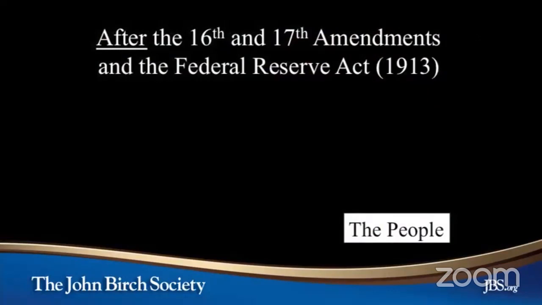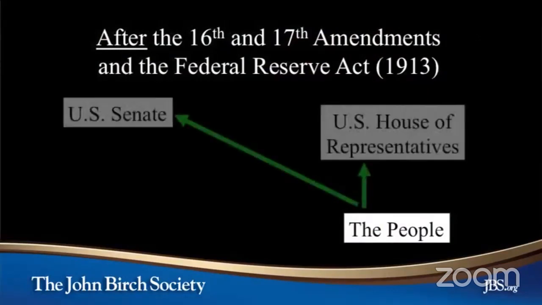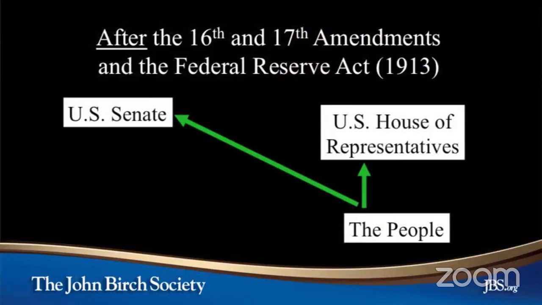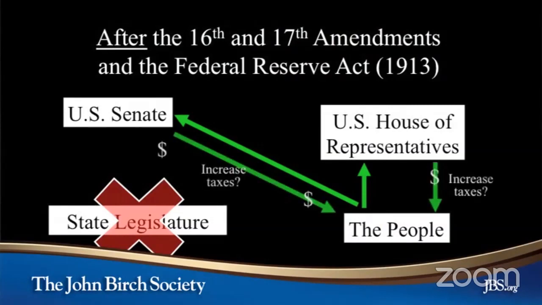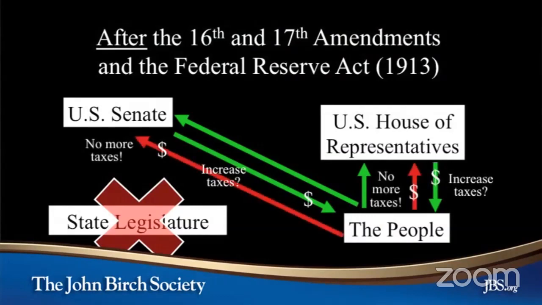Here's the way it works now. Now that we've passed the 16th and 17th Amendments, the federal government can tax the people directly. The people are electing both our U.S. House and U.S. Senate directly. And the taxes do come directly from us, and the state legislature is totally left out of the picture, aren't they? Now, the federal government asking the people, can we increase taxes to pay for this war? And the people say, no, we don't want any more taxes. What do they do now?